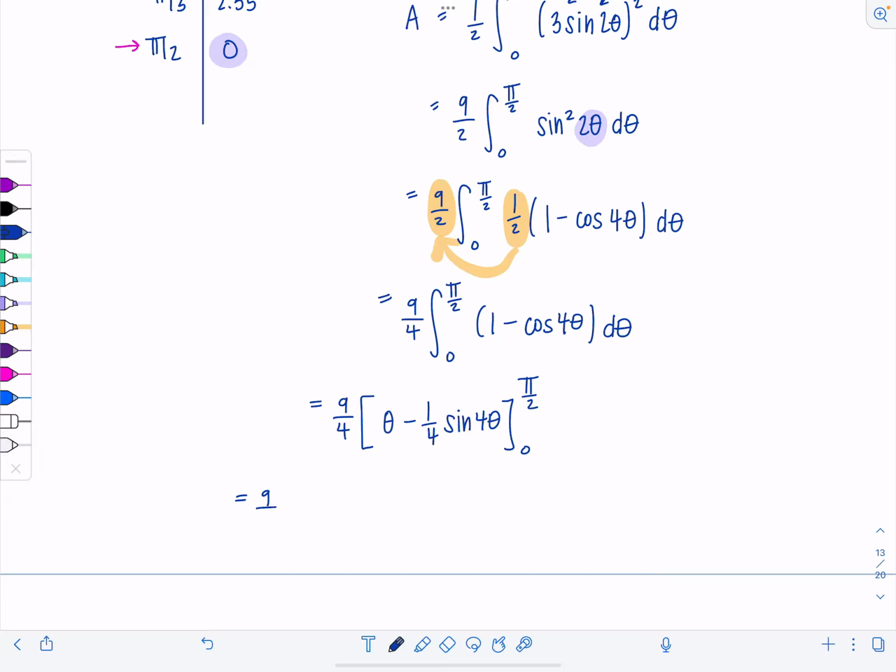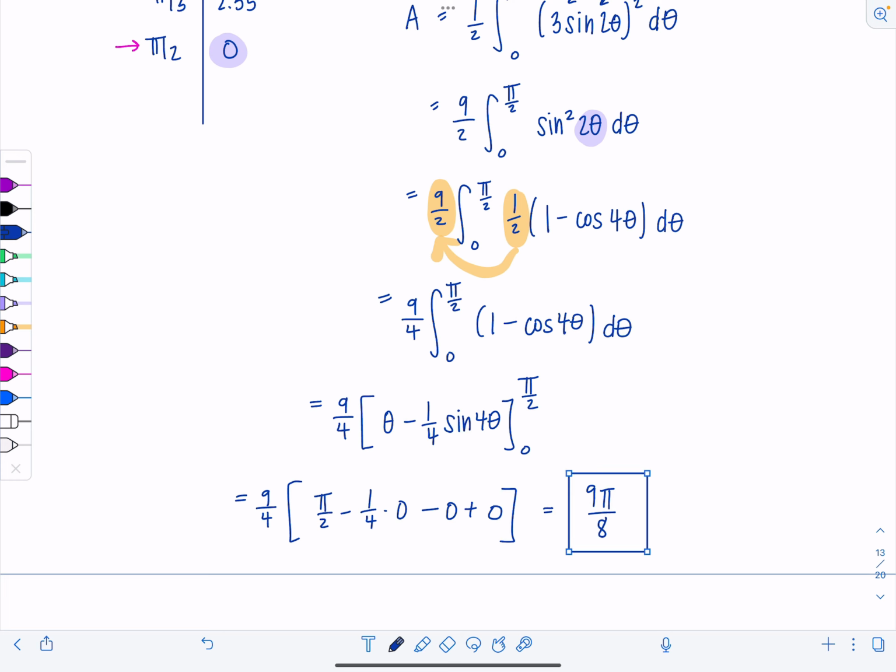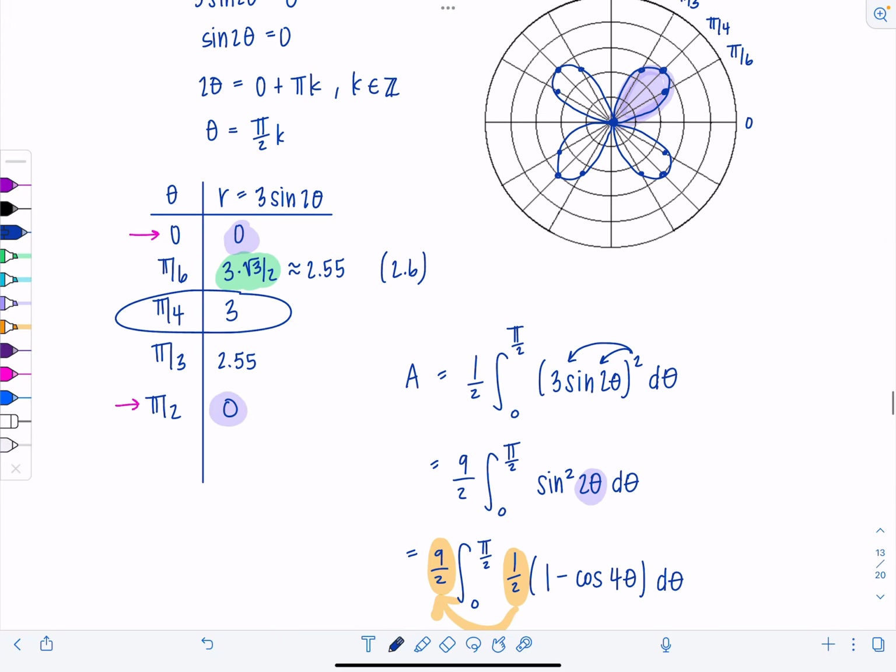So this is 9/4 times pi over 2 minus 1/4 times, that's going to be sine of 2 pi, so that's 0, minus 0 plus 0. 9/4 times pi over 2, that's 9 pi over 8. Okay, good. I think the hardest part is figuring out the limits of integration. The actual integrals are not too challenging. So graph, people, just graph.